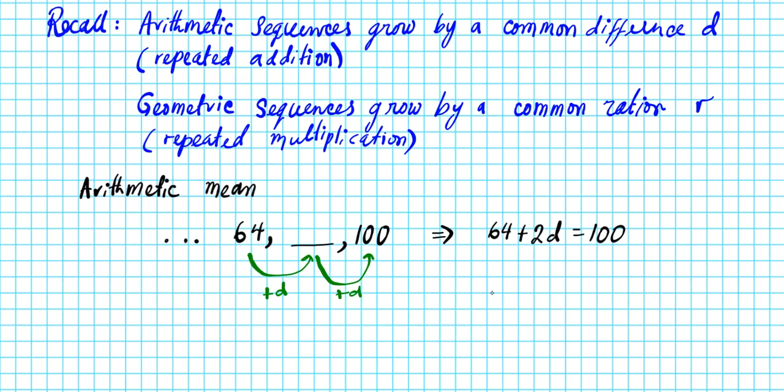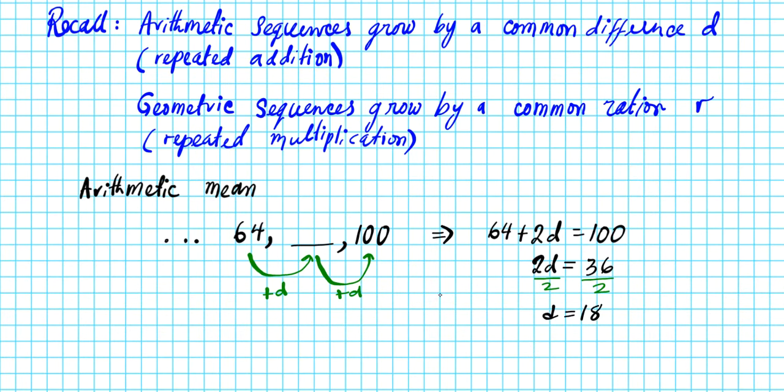Now let's solve this. Subtract 64 from both sides. You have 2D equals 36. And then divide both sides by 2. And you get your D value, which is 18.